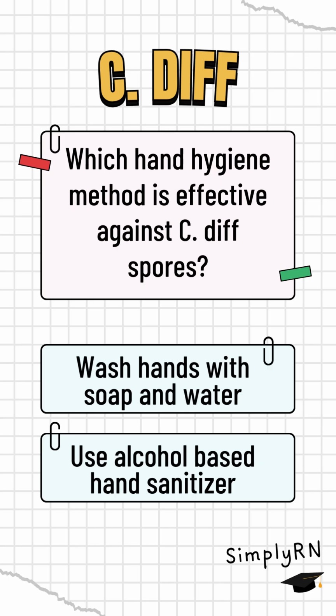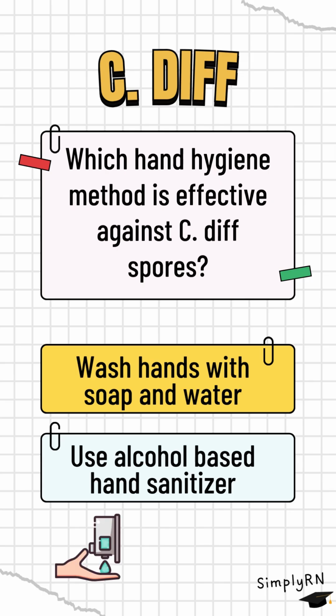Which hand hygiene method is effective against C. difficile spores? Washing hands with soap and water. Alcohol-based sanitizers do not kill spores. Friction and rinsing are required.